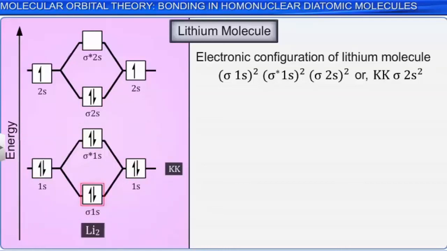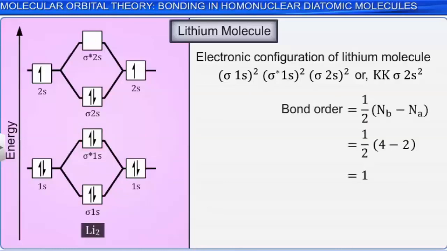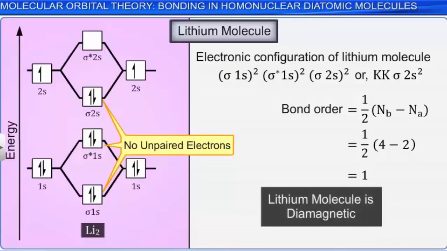As lithium has 4 electrons in its bonding molecular orbitals and 2 electrons in the anti-bonding molecular orbitals, the bond order of lithium is calculated to be half of 4 minus 2, which is equal to 1. From the bond order, it is clear that lithium is a stable molecule, and as no unpaired electron is present in its molecular orbitals, it is diamagnetic in nature. This diamagnetic lithium molecule is found to exist in the vapor state.